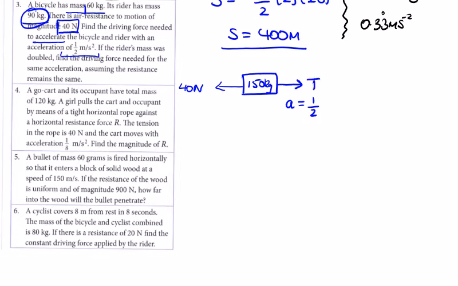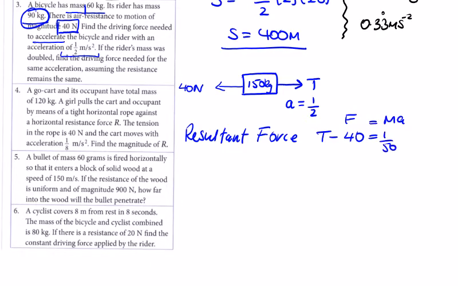So we have tension going that way. So my resultant force is T minus 40. That F has to be equal to my ma, which is 150 times a half. So T minus 40 is 75. So the driving force here, which is what we're asked, the driving force needed, or the tension, is 115 newtons.